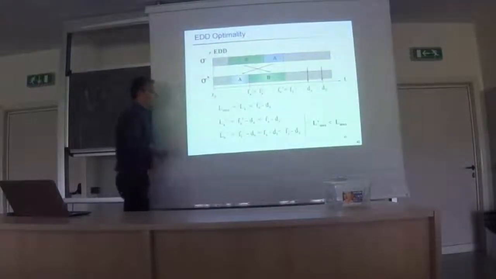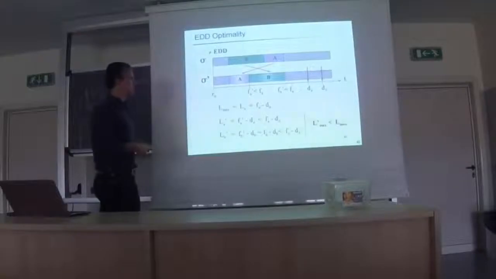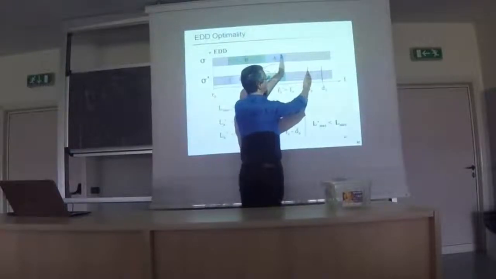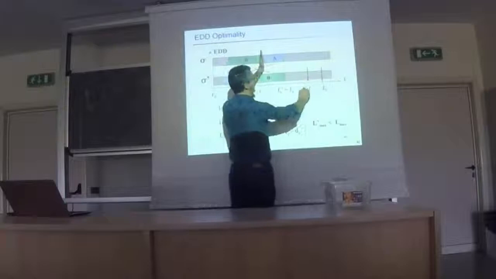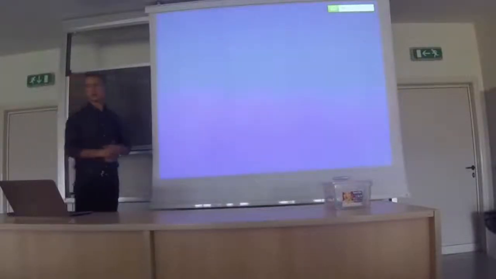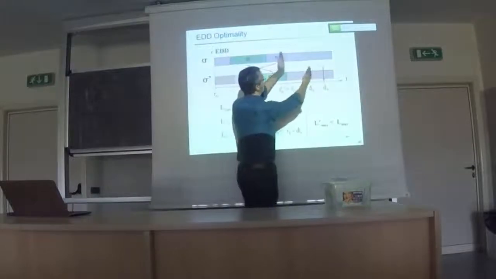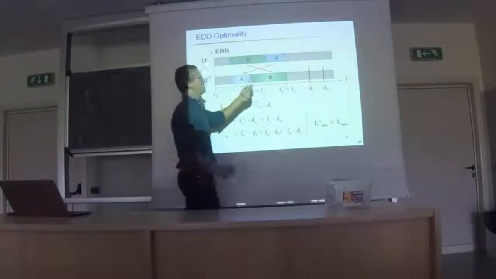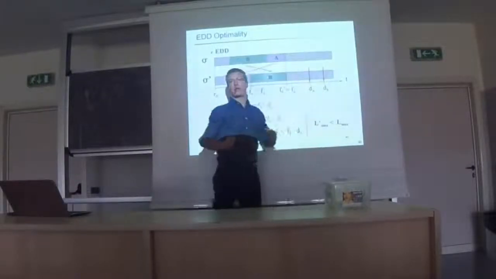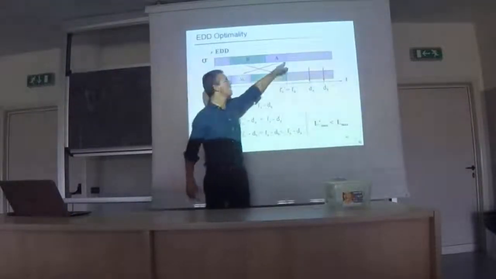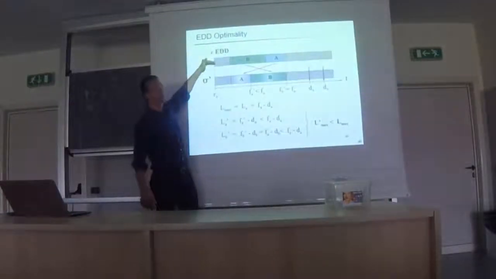To understand the maximum lateness in the original schedule, I need to compute FA minus dA and FB minus dB. Which one is the largest here? Is it this or this? Since both are negative values, I take the one which is less negative. So it is this, right? Any doubt? So the maximum lateness in the original schedule is equal to the lateness of A, which is FA minus dA. This is the maximum lateness in the original schedule.